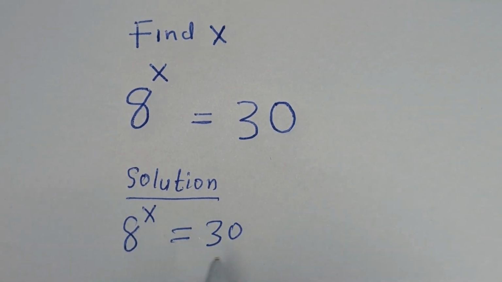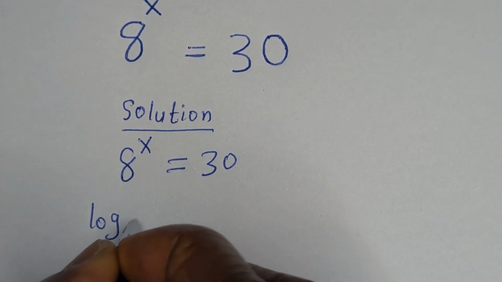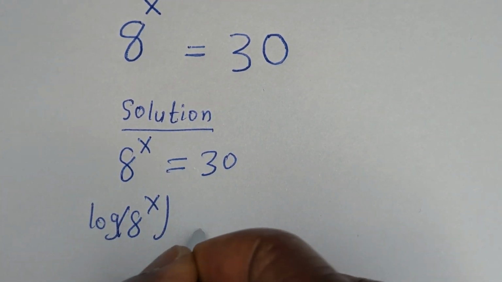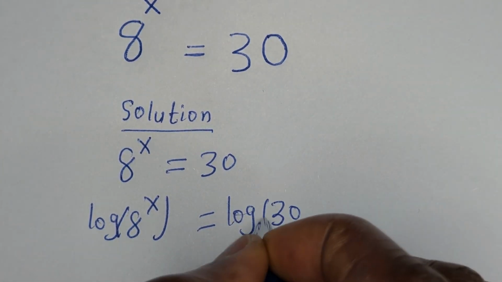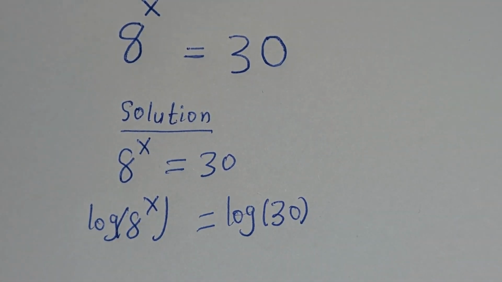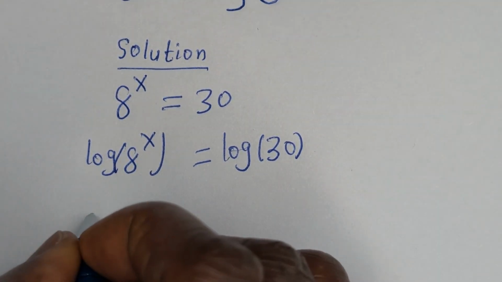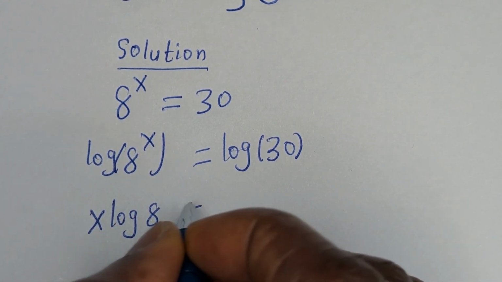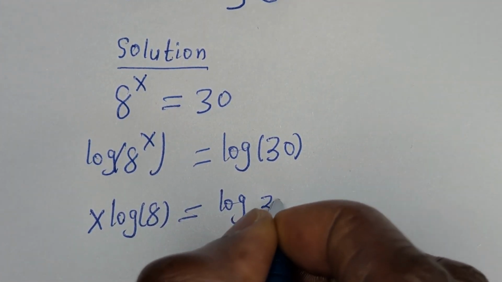Let us take the log on both sides of this equation. We have log 8 raised to power s is equal to log 30. Now here we have s log 8 is equal to log 30.